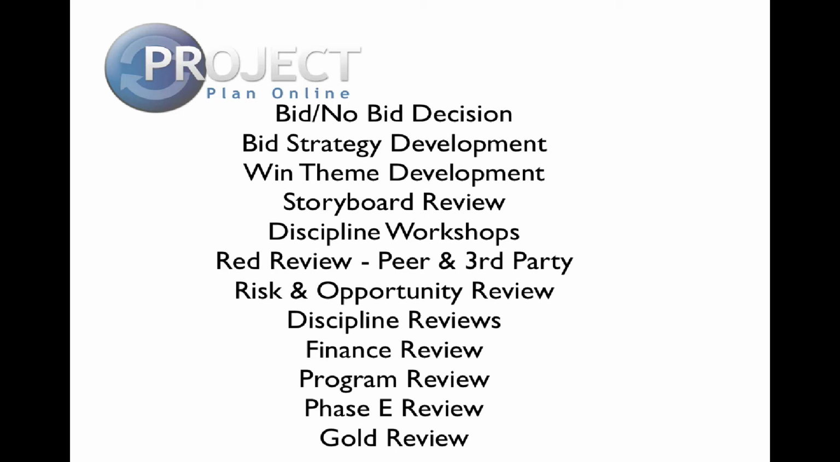Phase E review. This is the final check to ensure all elements of the bid have been reviewed and approved by the responsible managers and it is now ready for executive approval. Gold review is the final executive and pricing review. Looking back at that, it was a huge undertaking, but remember it was a $2 billion contract and this all occurred over a 7-month period.